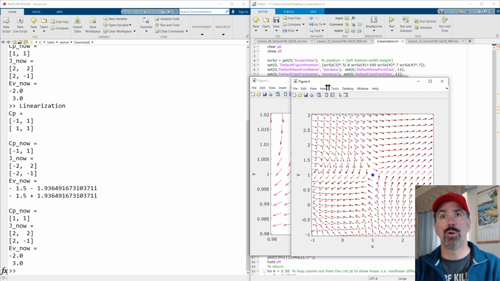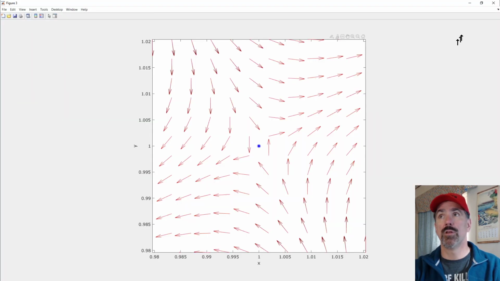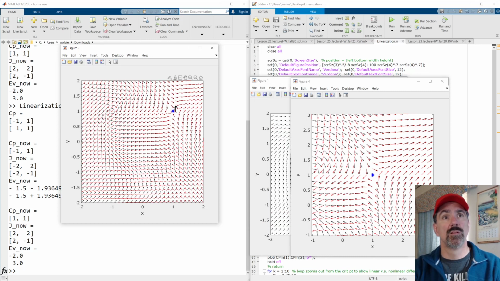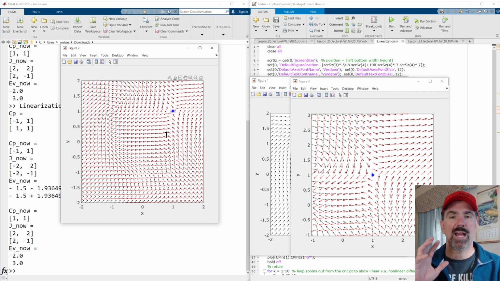Going back to our figure number 2, we can see near the critical point, the linearization, the red arrows, are a good approximation, but the farther we move away, the less good that approximation becomes. This is the whole point of linearization. We want good approximations to nonlinear systems, and to do that we have to pick a point of interest. What's important to us for dynamical systems are the critical points, and that's why we choose to linearize around the critical points.